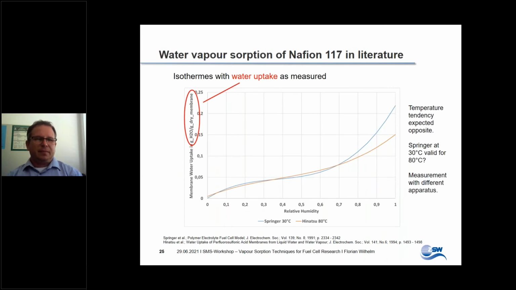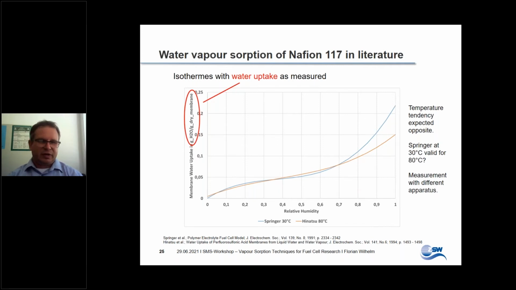Okay. Now, how is this described in literature? The most well-known paper on this was published by Sprenger and colleagues beginning of the 90s of the last century. And they measured isotherms of water uptake, here shown with reference to the dry membrane mass.